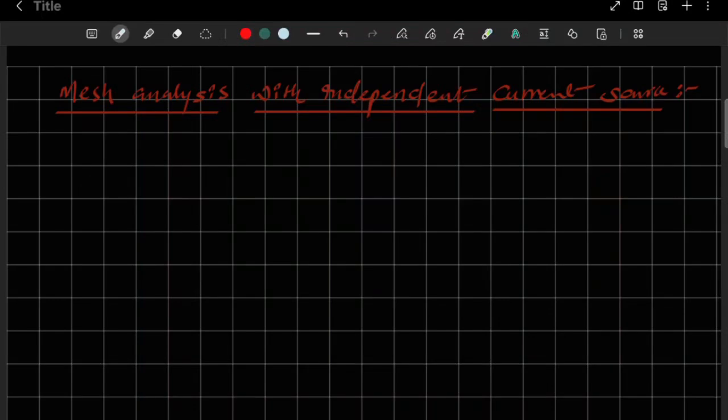In this video, we will see the mesh analysis for the circuits which are involving the independent current sources. Generally, in our previous video, when we have seen about the mesh analysis, I have taken the circuit like this.